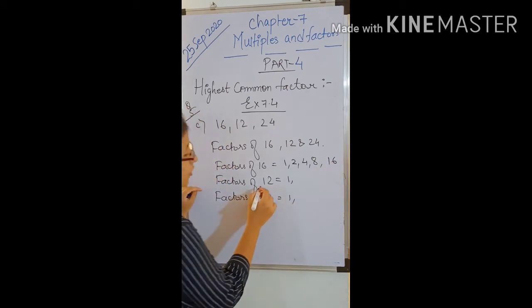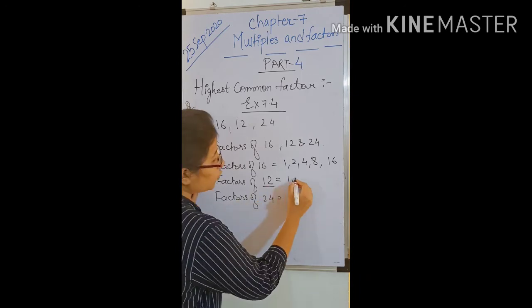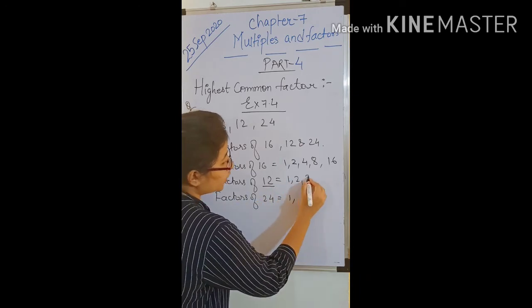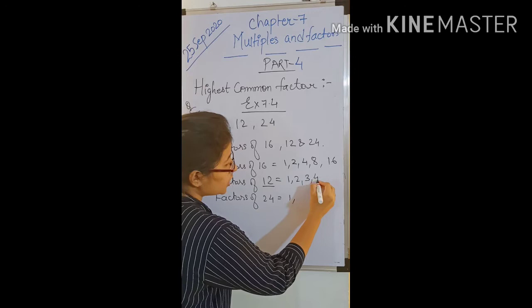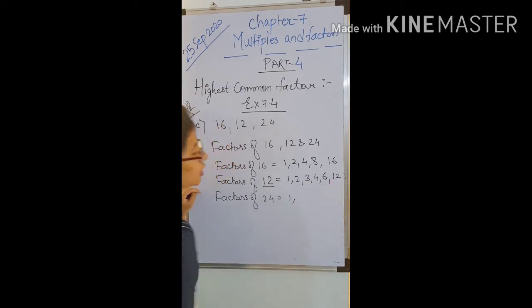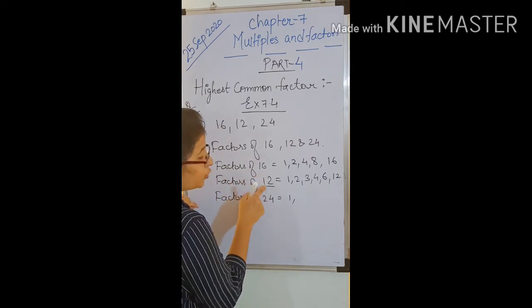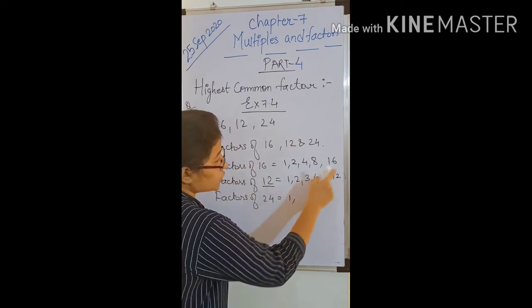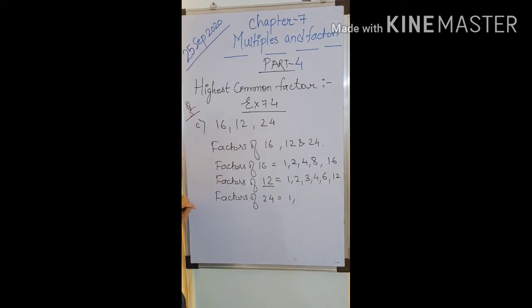Now similarly we'll find the factors of 12. Again 1, 2, 3, 4 3s are 12, 4 3s are 12, 6 2s are 12 and 12 1s are 12. And we know one thing, for the greatest factor we are going to write the number itself. So that's why we are ending with the greatest factor.